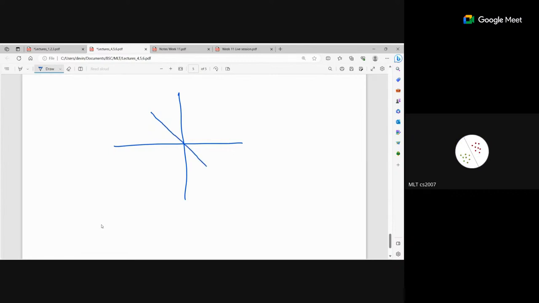Yes, sir. So let this be the separator, and this direction is W. And this line corresponds to W transpose x equals 0. These two are the margins, suppose, let's say, this is W transpose x equals gamma, and this is W transpose x equals minus gamma.